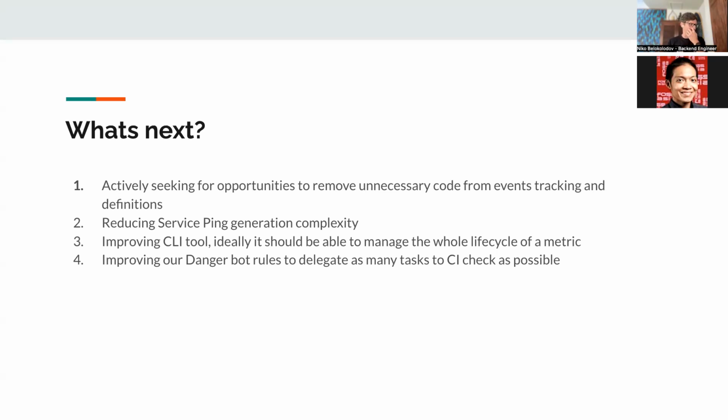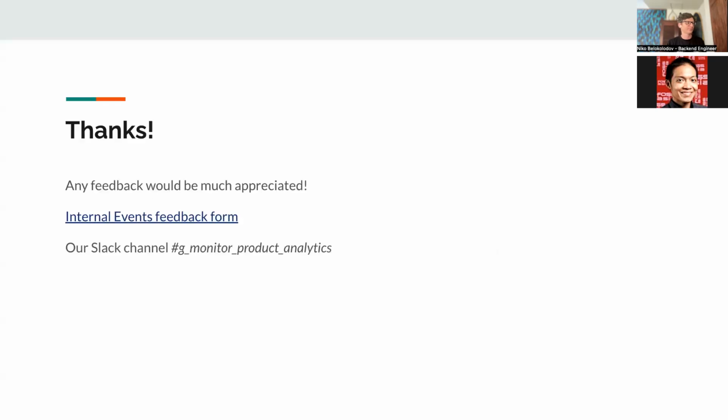As well as that, we also have a lot of Danger Bot rules that help to verify mostly config files, because they are text and not code. They cannot really be tested, and it's easy to make typos and so on. And we try to delegate this as much as possible to CI checks.